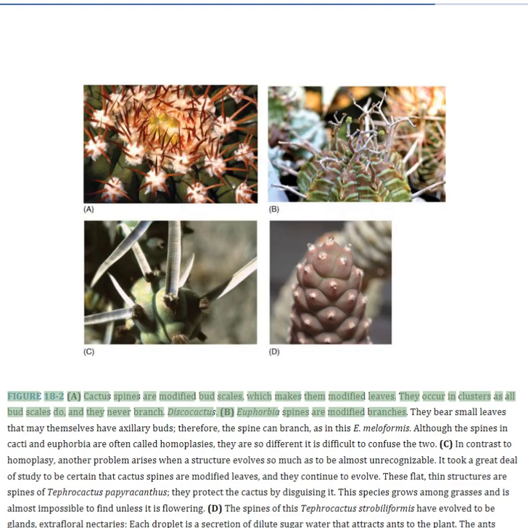Figure 18.2: Cactus spines are modified bud scales, which makes them modified leaves. They occur in clusters as all bud scales do, and they never branch. Discocactus. Euphorbia spines are modified branches. They bear small leaves that may themselves have axillary buds, therefore the spine can branch, as in Euphorbia gemmelliformis. Although the spines in cacti and euphorbias are often called homoplasies, they are so different it is difficult to confuse the two.